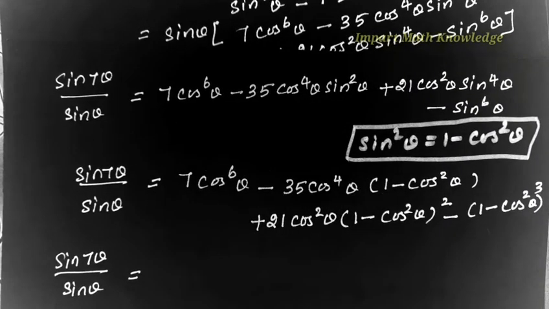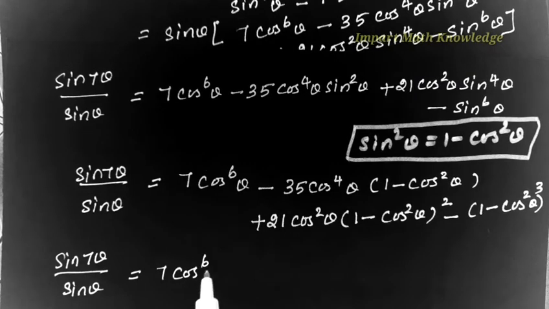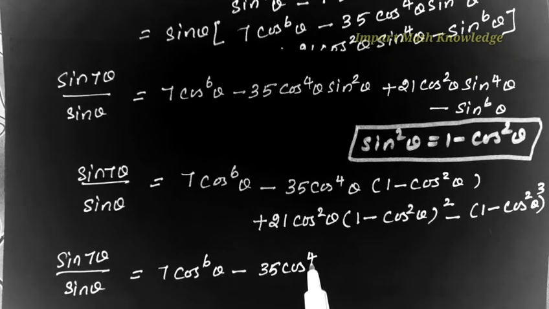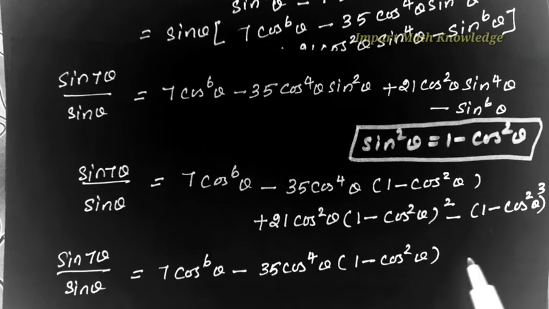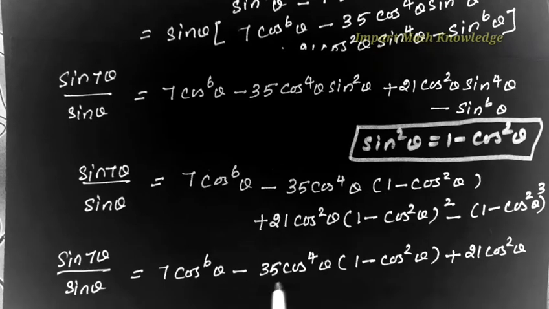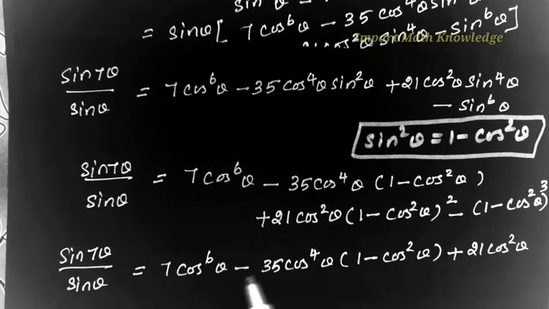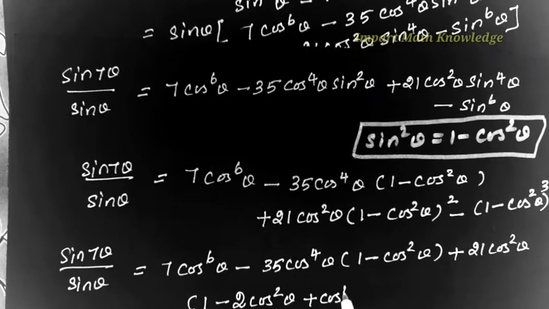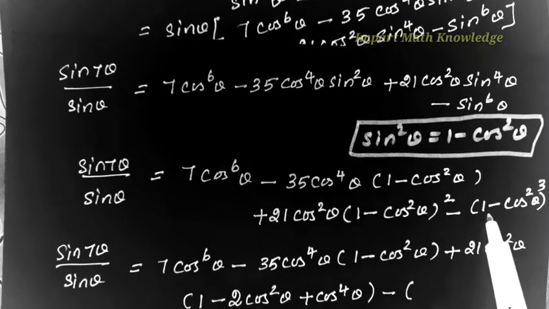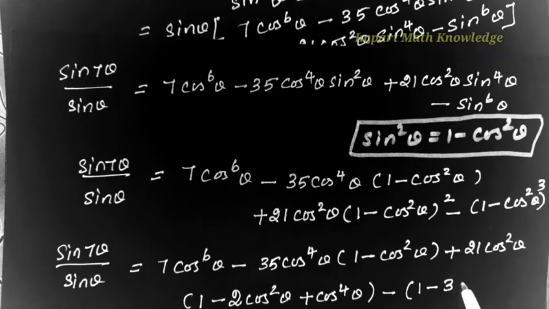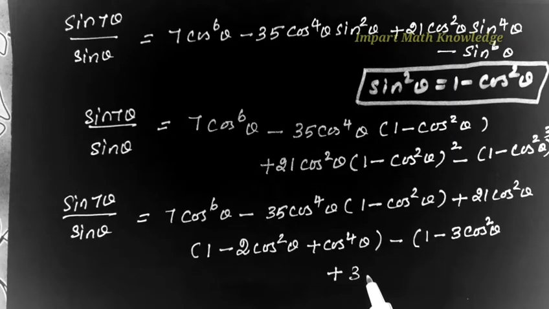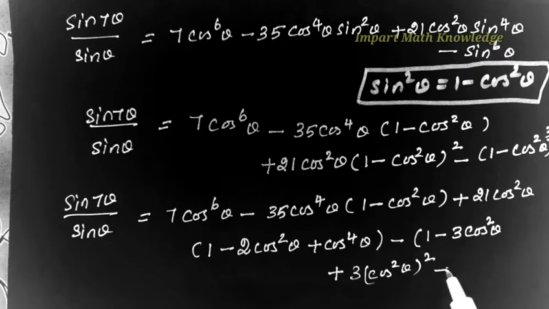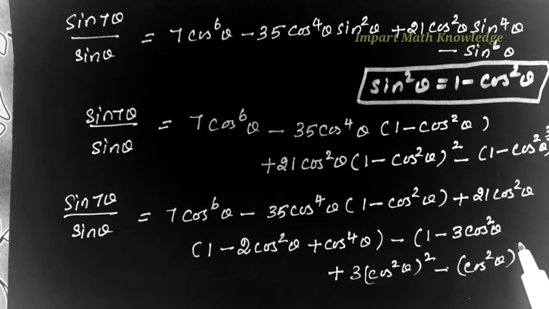Sin 7θ by sinθ is equal to 7 cos⁶θ minus 35 cos⁴θ (1 minus cos²θ) plus 21 cos²θ. Expanding this using the (a minus b) whole square formula, that is a² minus 2ab plus b². Minus, expanding this term using the (a minus b) whole cube formula, that is a³ minus 3a²b plus 3ab² minus b³, with b as cos²θ.